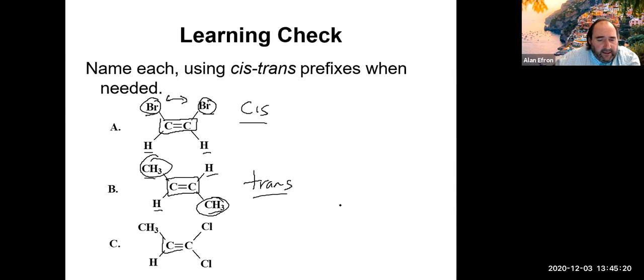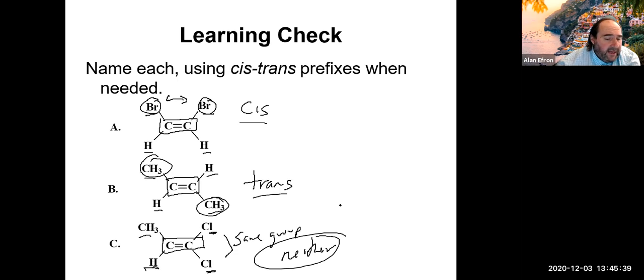And lastly here, if we look at this guy, this one and this one are different groups, which is good for cis and trans. We have a chlorine and a chlorine. That is the same group on the same carbon, and that is bad. So it can be neither in this case. Because of that, again, you won't be able to do the cis or trans. Any questions on cis or trans isomers?